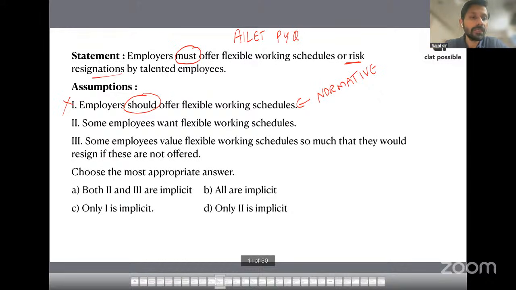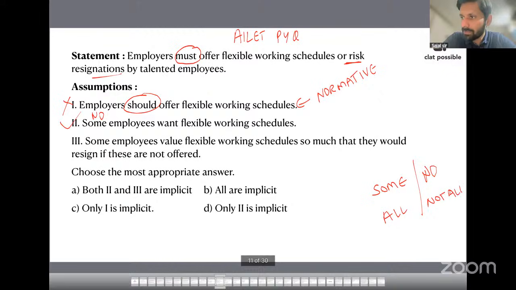Okay. Now, some employees want flexible working schedules. Of course, right? So this is required. If nobody, some का opposite क्या होता है? No. Opposite of some, how do I deny it? No. All का? Not all. Yeah, some not. Okay. So no employee wants flexible working schedules. Then the statement does not make sense, right? So two is an assumption.